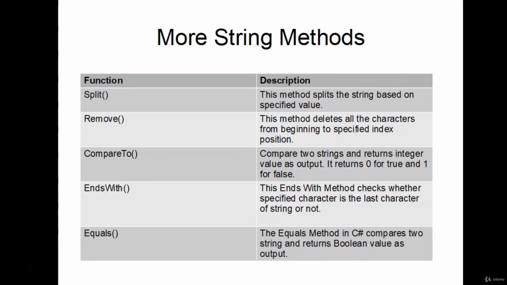The Split method splits a string based on a specific value. The Remove method deletes all the characters from the beginning to a specific index position. CompareTo compares two strings and returns an integer, 0 for false, 1 for true. EndsWith checks whether or not a specific character is the last character in a string. Equals returns a bool of true or false if a string is equal to another.